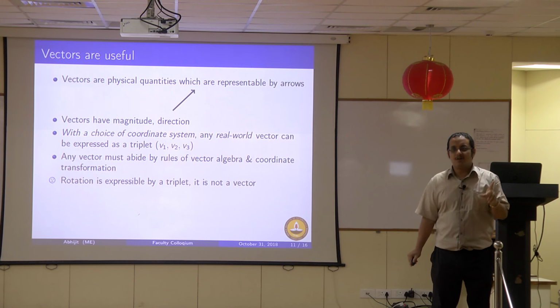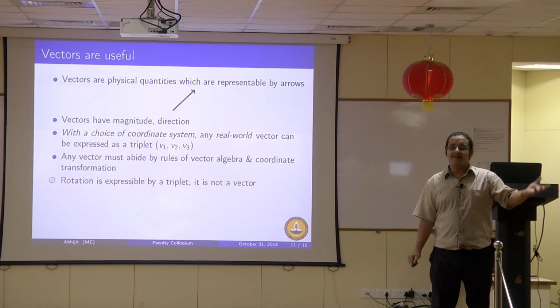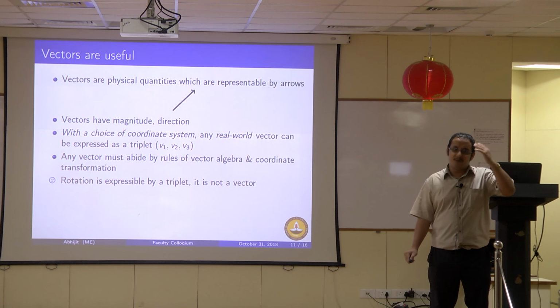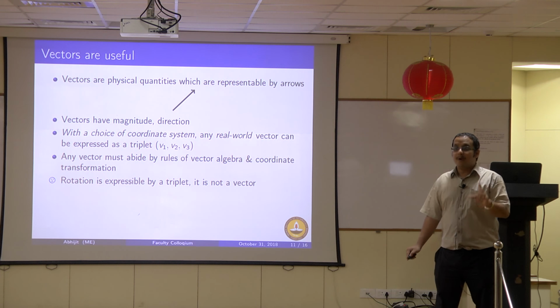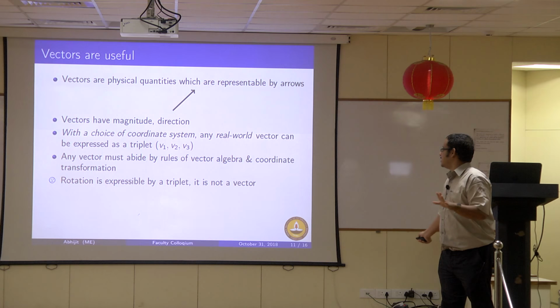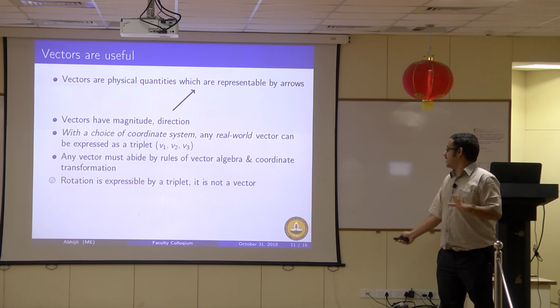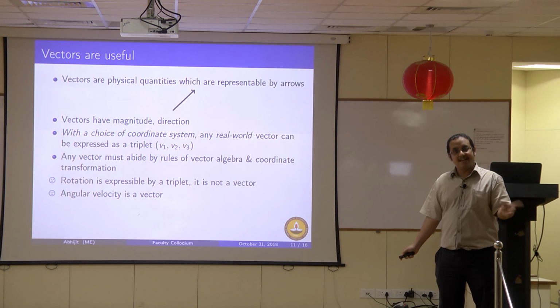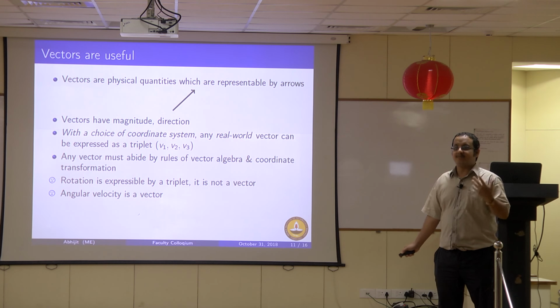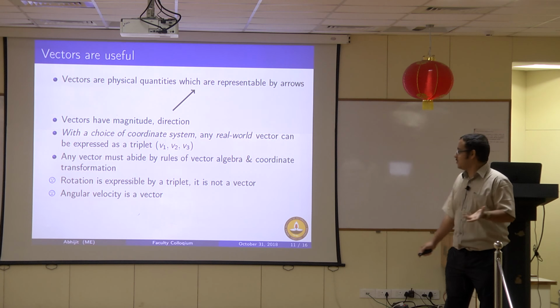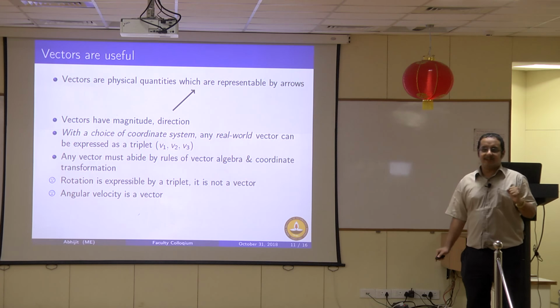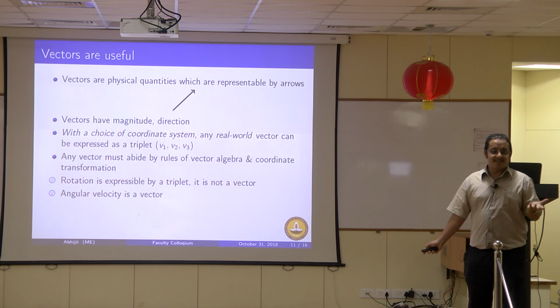be a vector. Rotations are also expressed by three numbers. You call them Euler angles, you call them axis angles, whatever you want to call them. But the mere criterion that it is expressible by three numbers does not mean that it is a vector. It is a triplet, but it is not a vector. Interestingly, angular velocity, which we understand as the derivative of rotation, becomes a vector. This is very strange, but that is a fact of life.